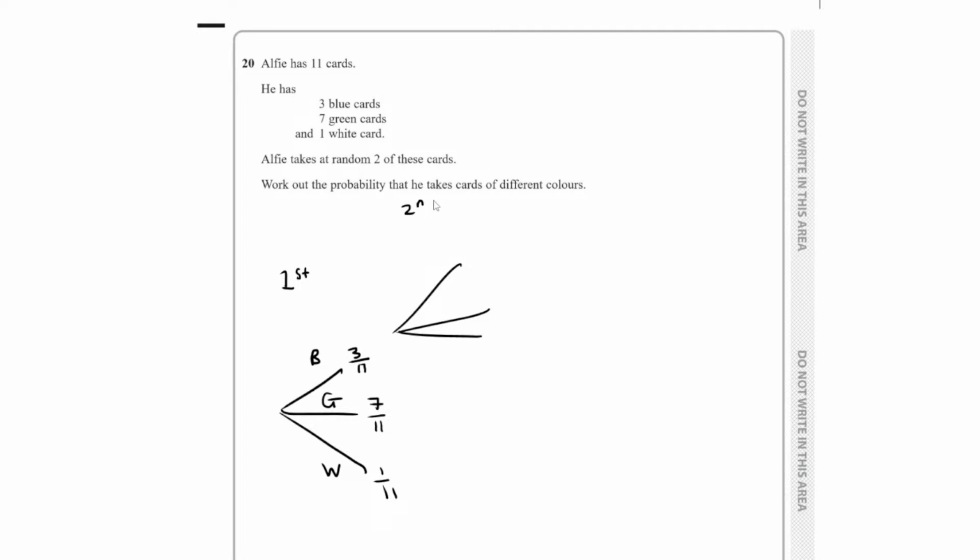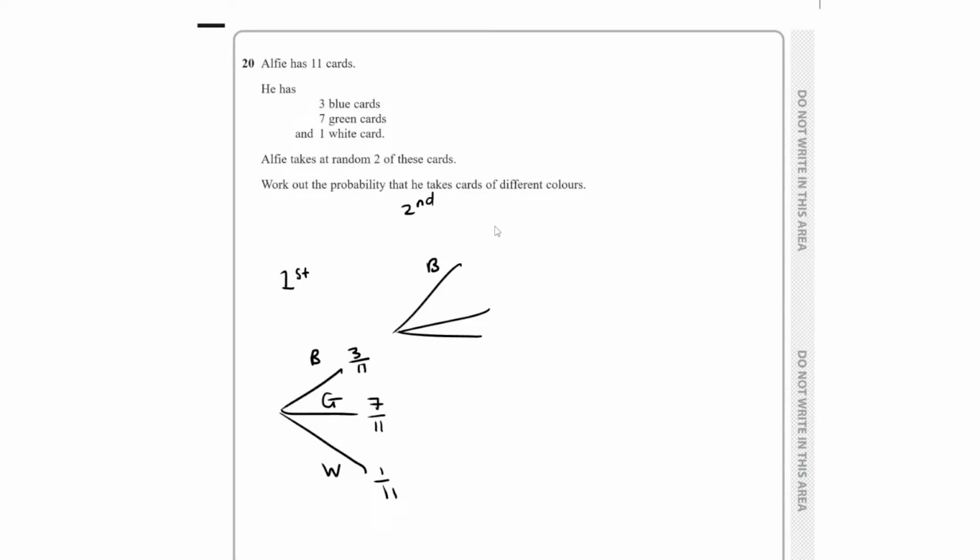For his second card, because it says Alfie takes at random 2 of these cards, he literally just picks up 2. That's kind of suggesting to me that he hasn't replaced it. You know how sometimes they say he takes a card and then he replaces it and then he takes another. They haven't said that. So I'm going to assume that he does not replace the card.